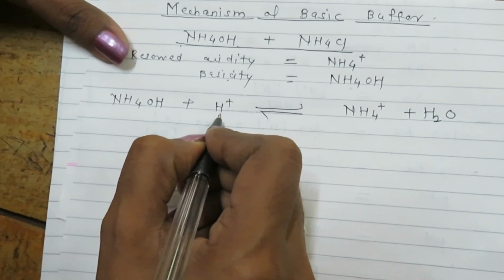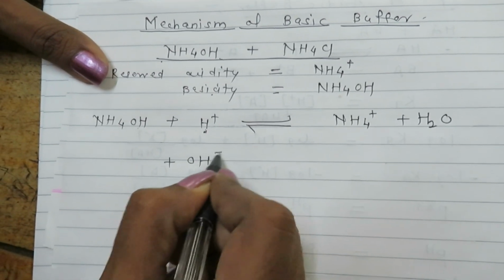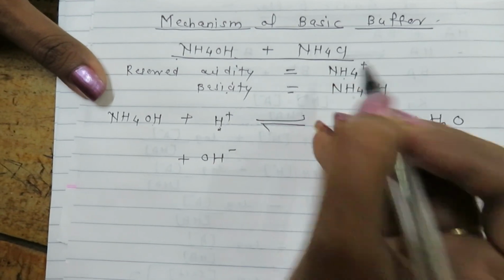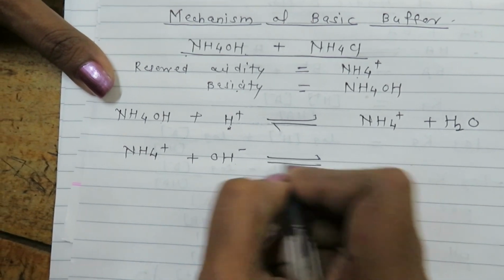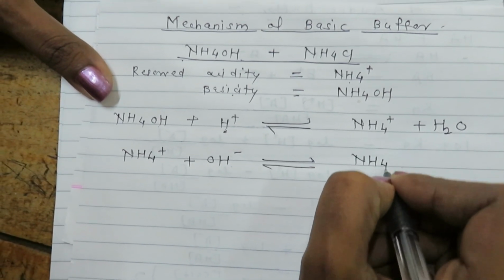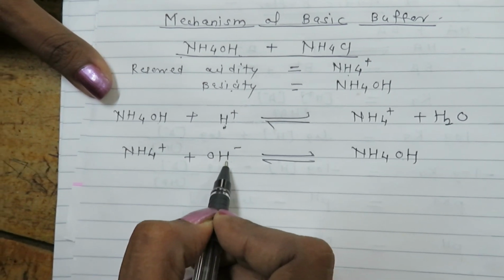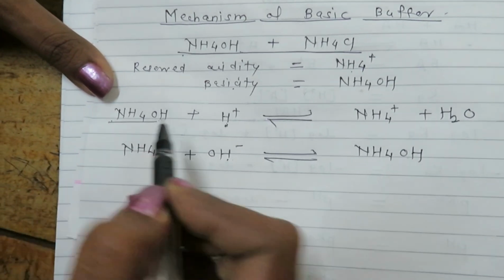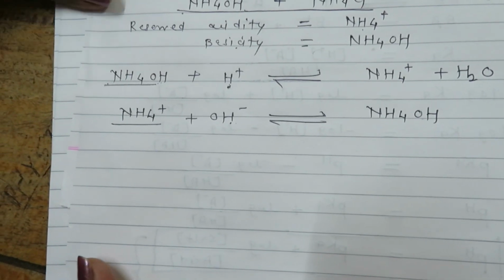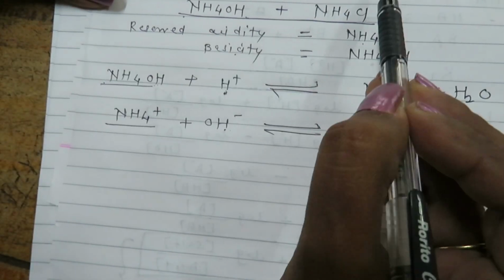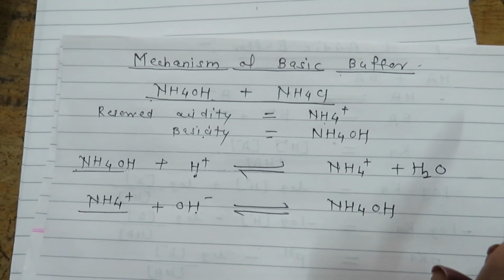So this added acid is neutralized, and when base is added to such solution, then its acidity, which is NH4 plus, combines with the base and forms NH4OH. So in this way, added acid or added base is neutralized by reserved basicity and reserved acidity, and therefore there is no considerable change in the pH value of basic buffer. So that's all about the mechanism of acidic buffer and basic buffer.